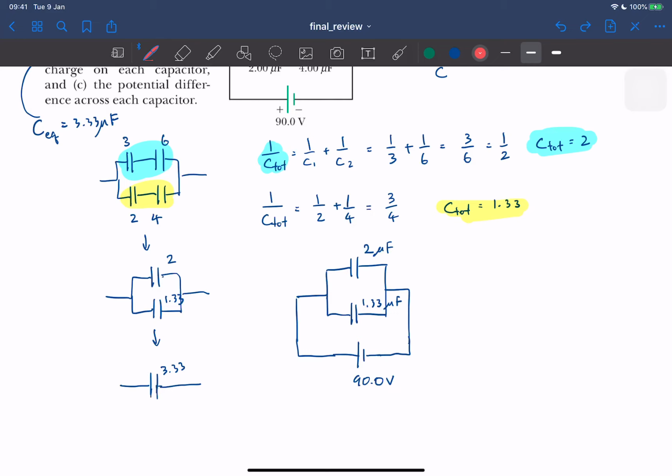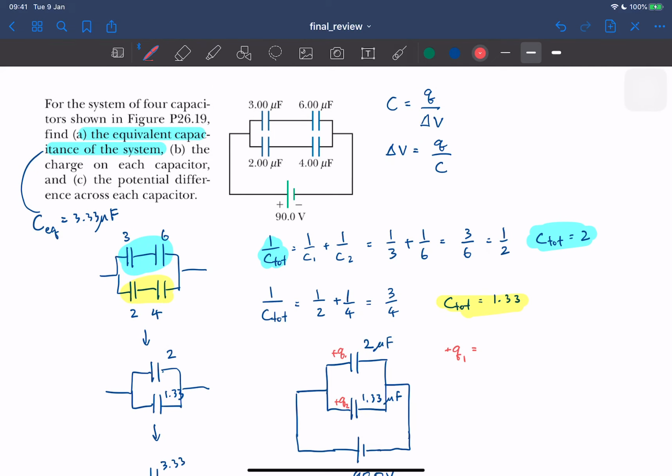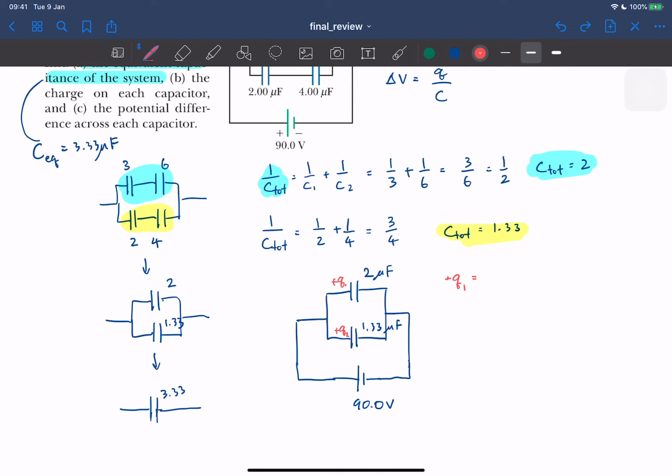So I can calculate the charge, let's say plus Q1, plus Q2 here. So plus Q1 charge is just voltage times capacitance. So it's going to be 90 volt times capacitance, which is 2 microfarad. So the answer is going to be 0.18 millicoulomb. Actually, let me keep it as microcoulomb. So 180 microcoulomb for the first one.